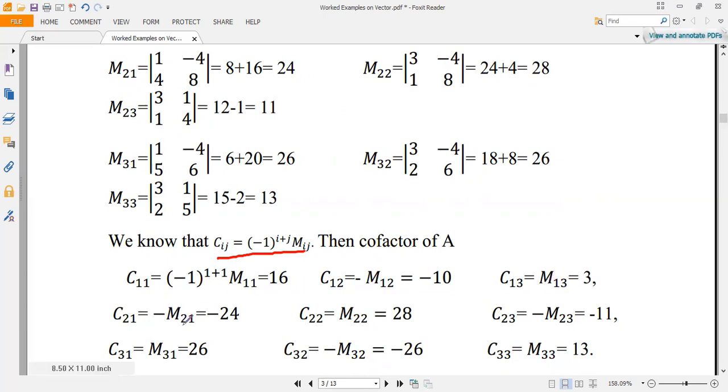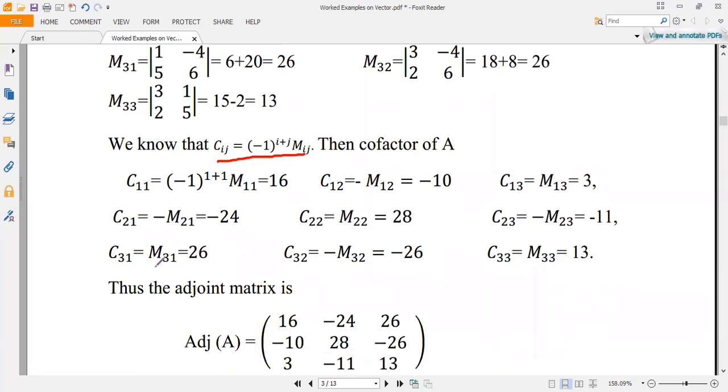C21 is negative of the minor M21, which is minus 24. C22 is the same as M22. And C23 is negative of M23. C31 is the same as M31. C32 is the negative, the minus of M32. And C33 is the same as M33. So this will give the cofactor matrix.